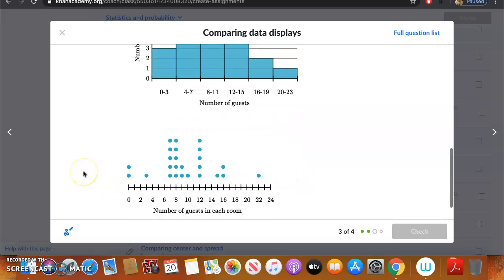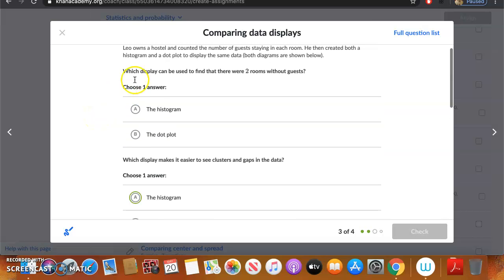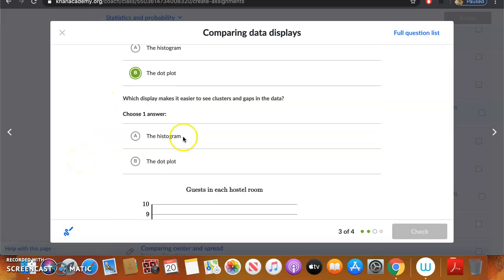All right, let's take a look at the second one. All right, so each dot here represents a room, right? So here with 0 guests, we had 2 rooms. So automatically we can see that there are 2 rooms here with no guests. So this dot plot clearly shows us that these 2 rooms had 0 guests. So in answer to this question, which display can be used to find that there were 2 rooms without guests, the dot plot looks like it's clearly the favorite, right?